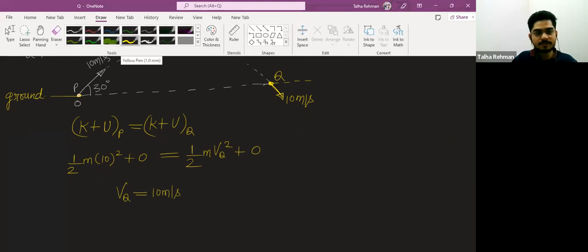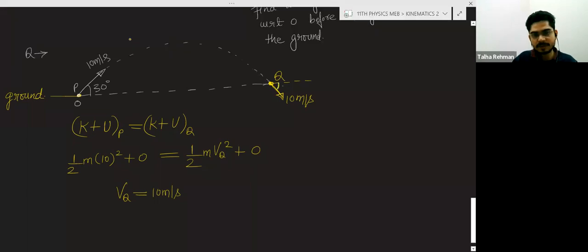And this angle will be 30 degree. Okay, you can calculate by using the equations. Okay, this angle will be 30 degree.